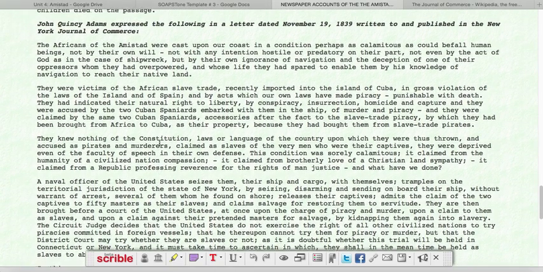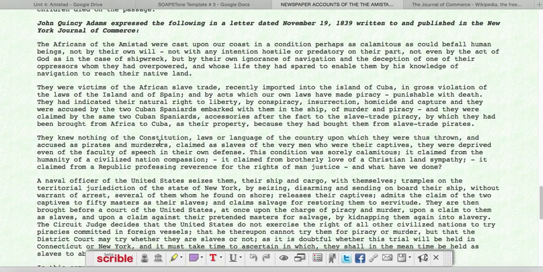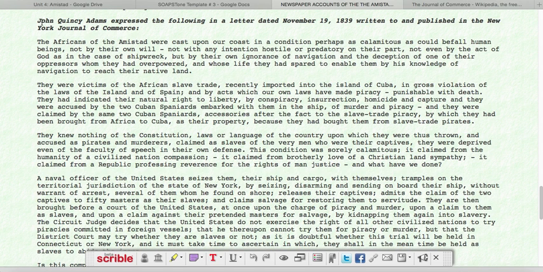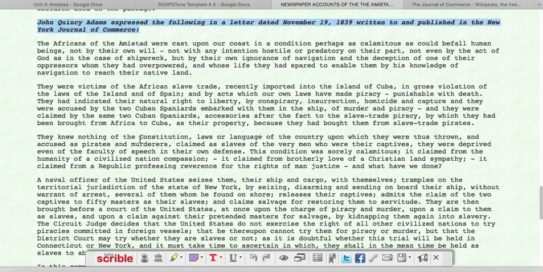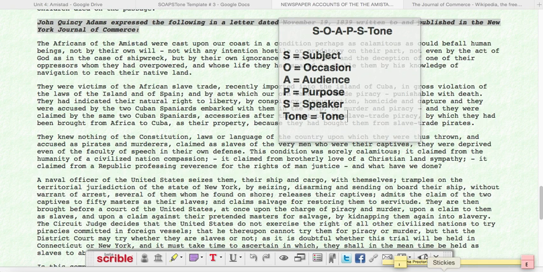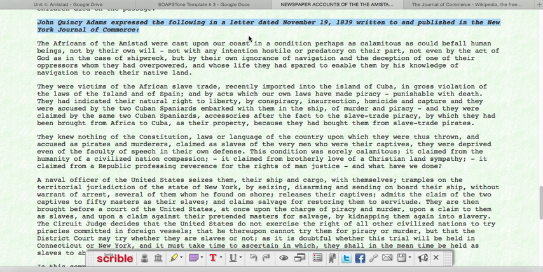All right, so back to business here. So the document that I decided to analyze for you is by John Quincy Adams. All right, it's very short. So I'm just going to read through it, and I'm going to use SOAPSTone to help guide my notes. All right. So this is by John Quincy Adams, expressed the following in a letter dated November 19th, 1839, written to and published in the New York Journal of Commerce.